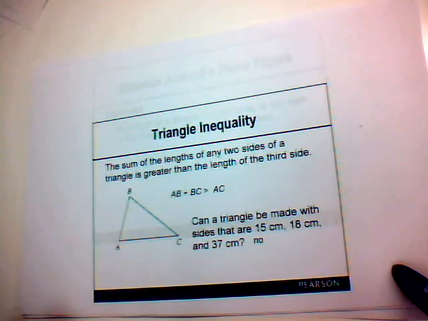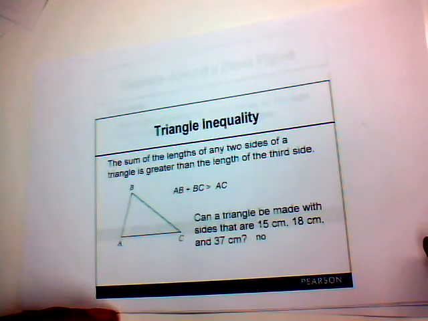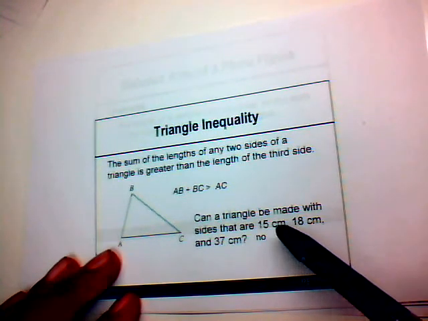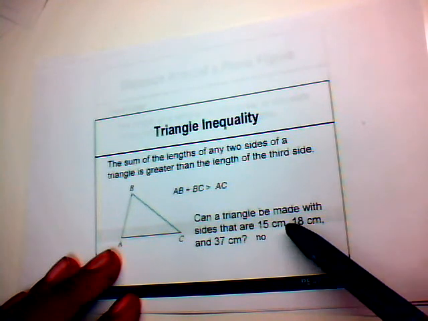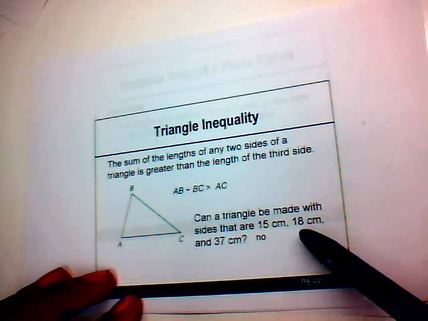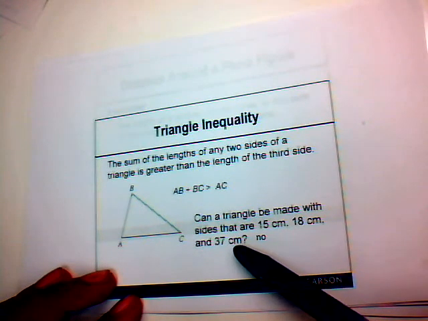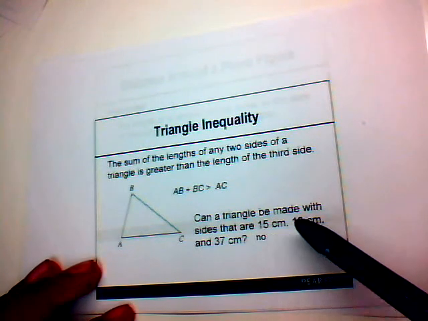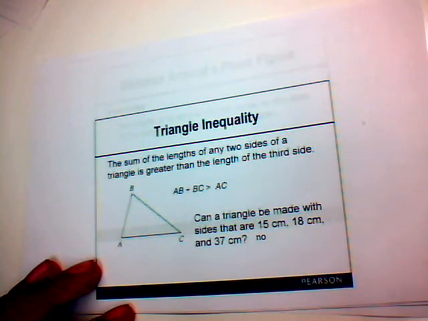So in this case, can a triangle be made with sides that are 15 centimeters, 18 centimeters, and 37 centimeters? Let's look at this. If I add the sum of the first 2 sides, 15 plus 18, that would give me 33. Unfortunately, 33 is not greater than 37. So I can say that the lengths of these 3 sides cannot form a triangle.